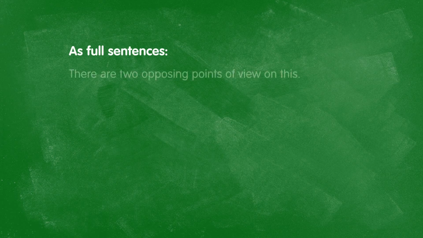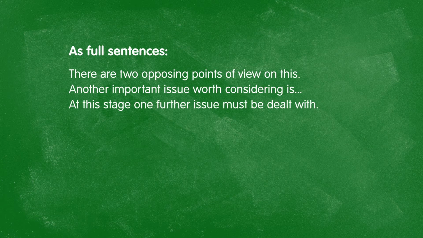And finally, there are some full sentences that we may use to transition between arguments and between ideas. Now, feel free to simply copy and paste these sentences into your writing. It's completely fine. These are sentences that native speakers and writers use all the time, so it will sound normal. And these are sentences like, there are two opposing points of view on this. Or, another issue worth considering is, or another important issue worth considering is. And finally, at this stage, one further issue must be dealt with.